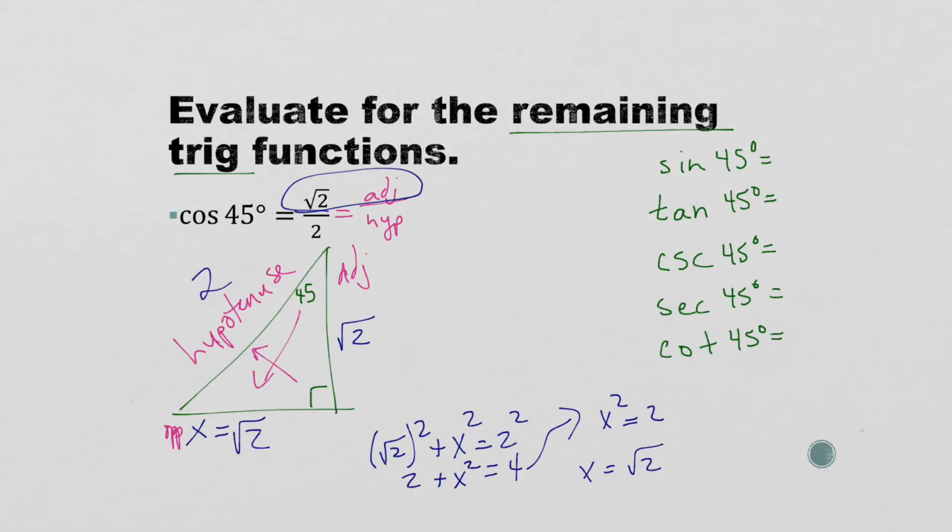So sine is opposite over hypotenuse. So square root of 2 over 2. And it should make sense that those are the same, because if this angle is 45, then this angle also has to be 45. And if I have the same angle length, I'm going to have the same side length.